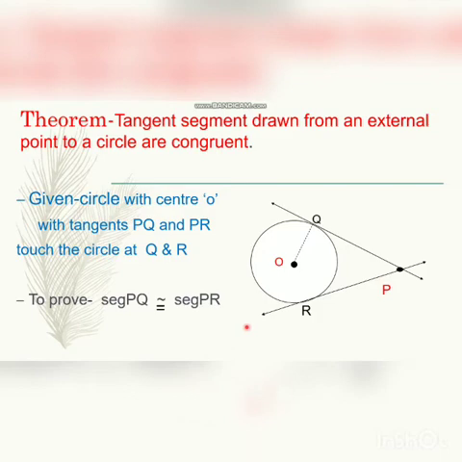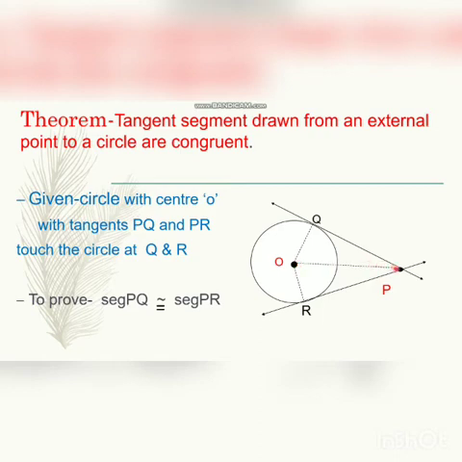Now do some construction. Here I draw a segment OQ, which is a radius of this circle. Then I draw the second radius OR. Then third construction, I join O and P points also.